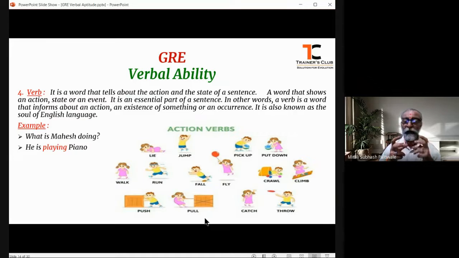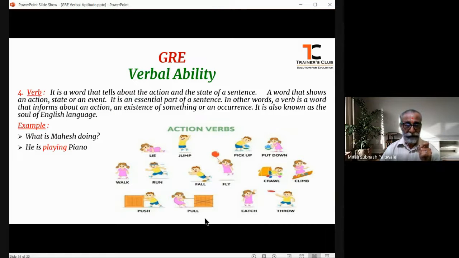So, what is that verb all about? What does this word do? A verb is an action word. Action word in the sense it tells the reader, the speaker or the listener about the action that needs to be carried out, or that is being carried out, or that has been carried out. In short, we can say that a verb is a word that tells about the action in a sentence and the state of the action in that sentence.